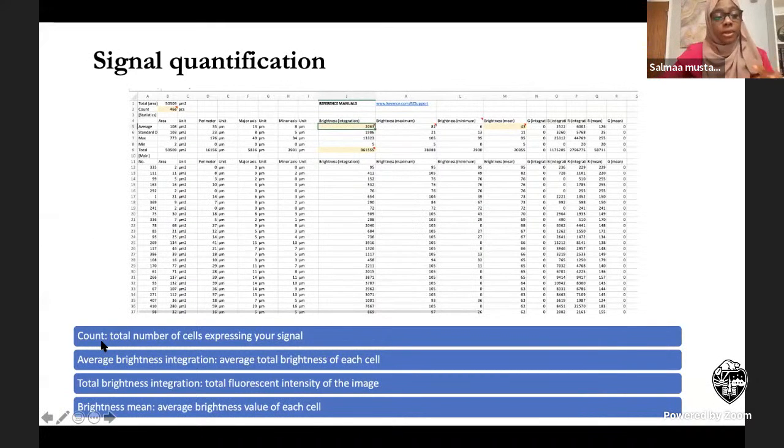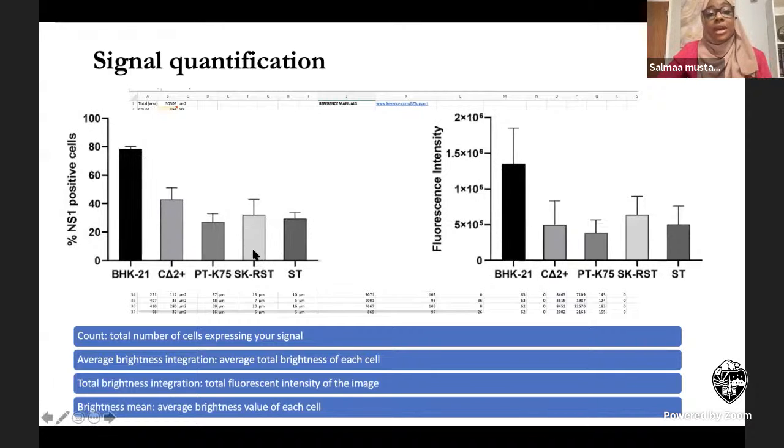So you're going to have some numbers like count. That's the total number of cells expressing your signal. Average brightness integration, like the average total brightness of each cell. And you can also do brightness integration of all the cells in that field. And then you can do average, like the mean, the median, and things like that. And you can use that to produce graphs like this to tell you how many of your cells are positive for the antigen and what's the fluorescence intensity, how bright are the signals. In other words, how much of the protein is being produced in the cell to give you the fluorescence intensity.